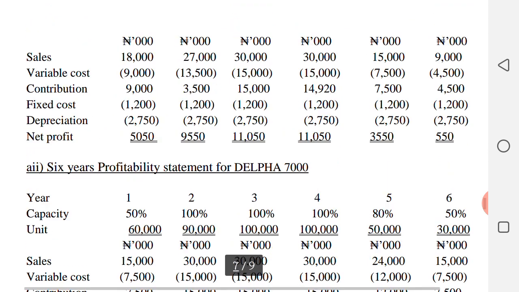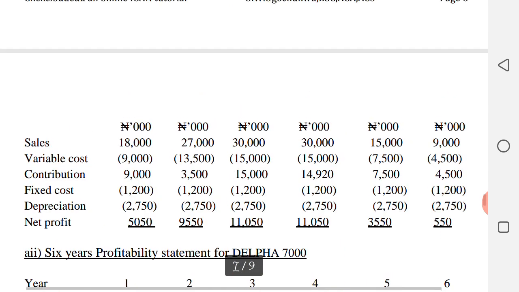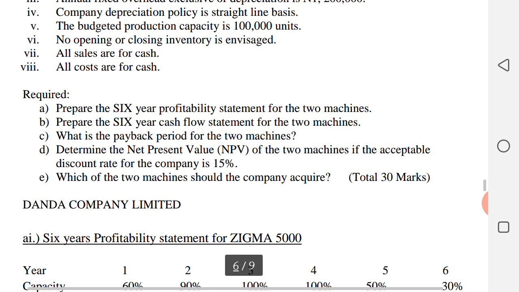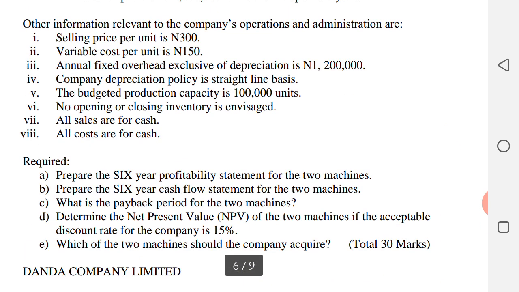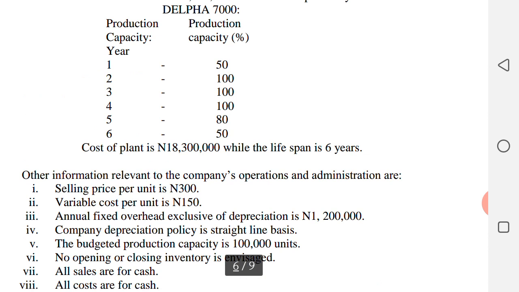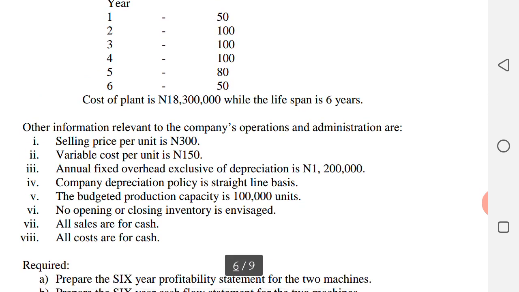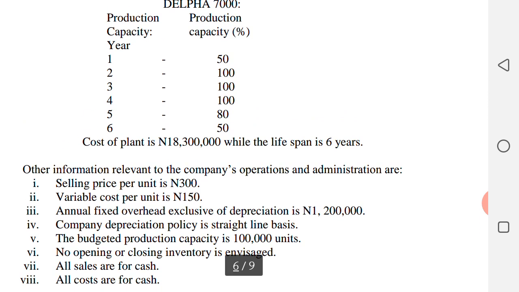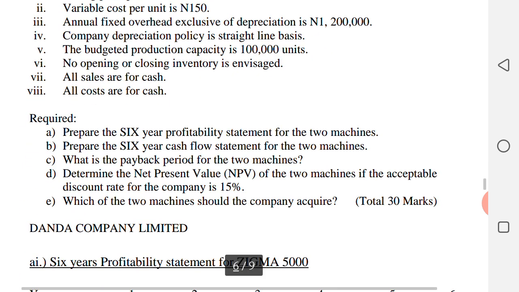But mind you, the unit is what I'm using. The maximum capacity is 100,000 units, times each year's capacity, which is 50%. 50% times 100,000 will give us 50,000 units. That is for year 1. That is how we get the units produced for each year: the capacity percentage times the 100,000 units. And now we get the selling price, the sales.